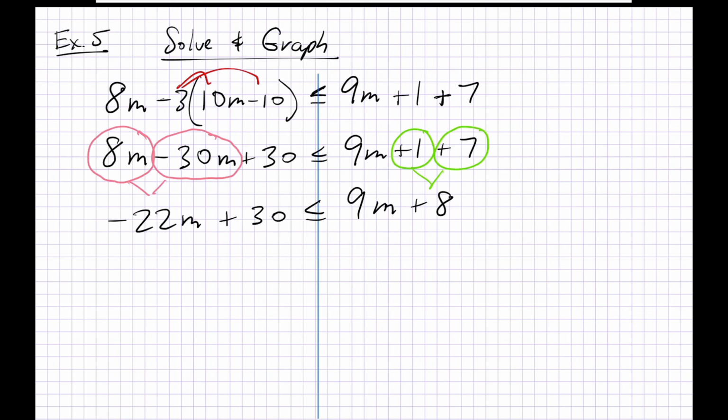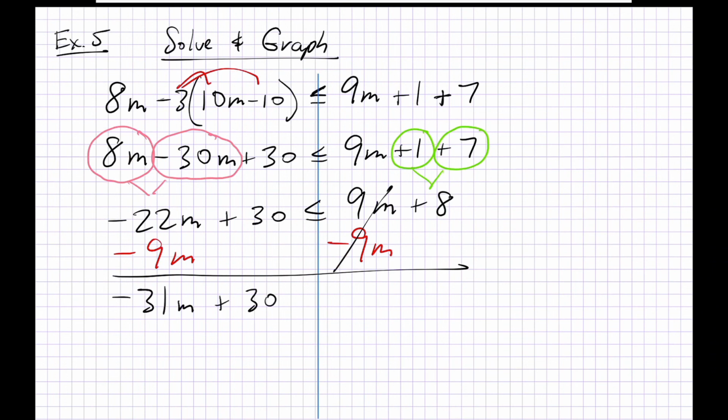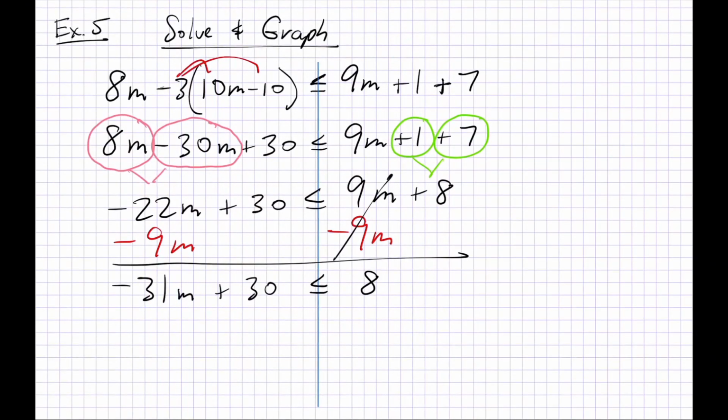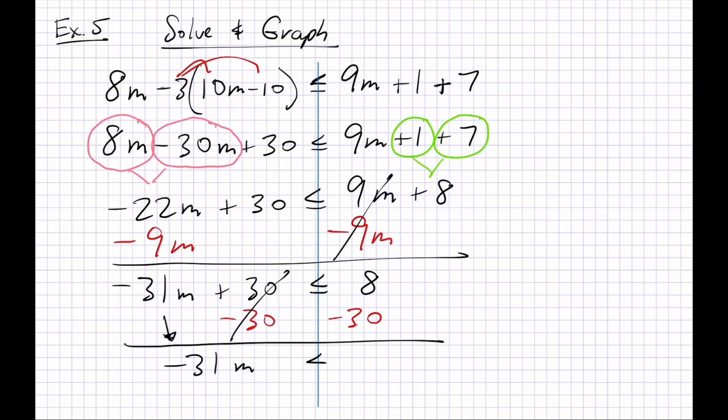Okay, so m's on one side, numbers on the other. So again, to make it easier, because Delta Math, the letters are always on the left, let's get the letters on the left. So subtract 9m. It's not wrong if you do it the other way, but it's just making it easier on yourself. So you get negative 31m plus 30 is less than or equal to 8. Minus 30 from both sides. Negative 31m is less than or equal to negative 22.